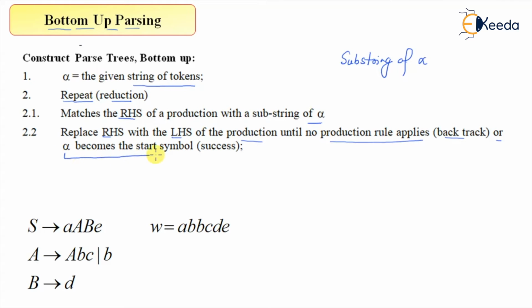Alpha becomes the start symbol, that is the important term. Until it becomes S we'll keep on doing this, or if nothing applies, we'll backtrack from there. Generally, when we talk about bottom-up parsing there will be no backtracking, but at the initial level, yes. Just look at this grammar G and this string W. Let me explain the confusing terms: substring of alpha, replacing right hand side with left hand side, no more production, and alpha becoming the start symbol. This is the exact process that a bottom-up parser follows.